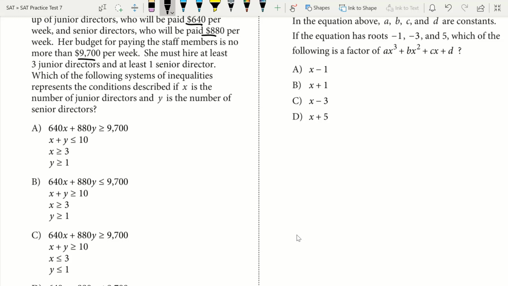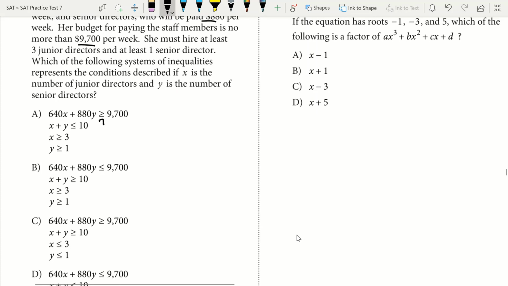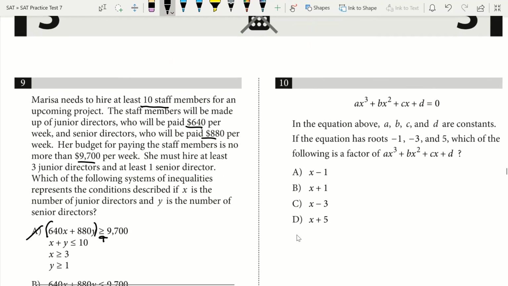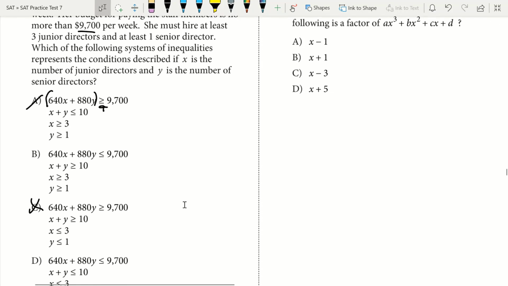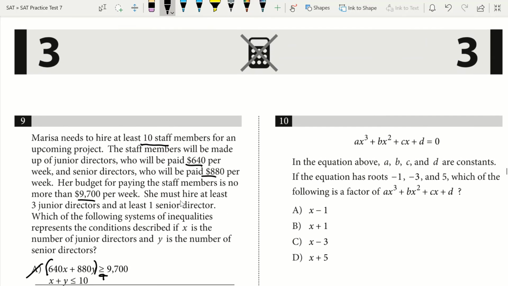All right, well, she can't spend more than $9,700, right? So we can get rid of anything with this here greater than that, so that'll get rid of A. B is good, C is not good, and D is good. Now I also know that X plus Y, our total number of staff members, has to be at least 10, so X plus Y has to be greater than or equal to 10. I see that I have that in answer choice B, but not in D, so my answer is going to be B. Alright, question 10.